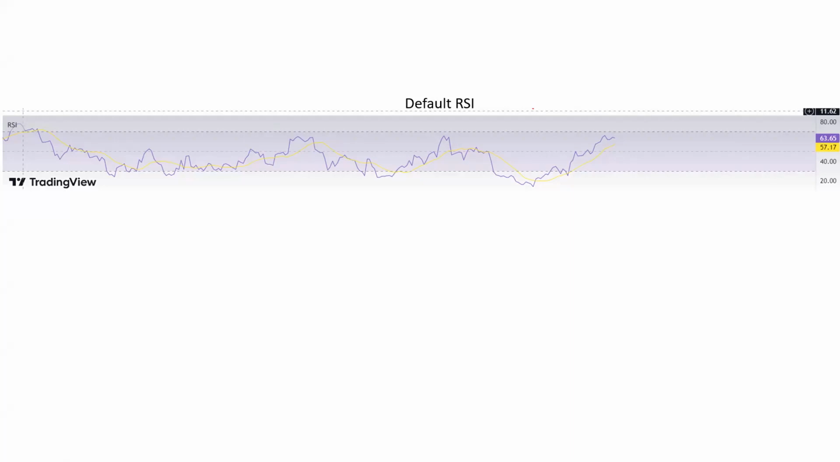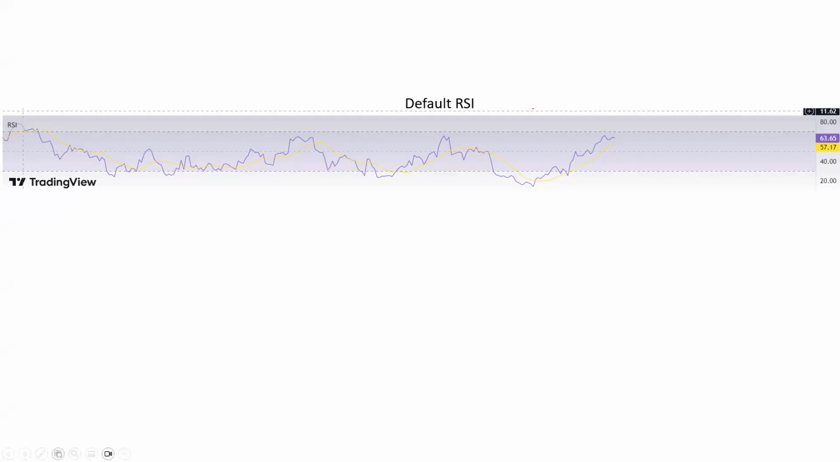In this video, we'll discuss the new cosmetics I added for the RSI. It is not a different RSI which I developed, but it is the same RSI which you find in the default TradingView indicators, but I added some cosmetics to it. Okay, let's see what it is.